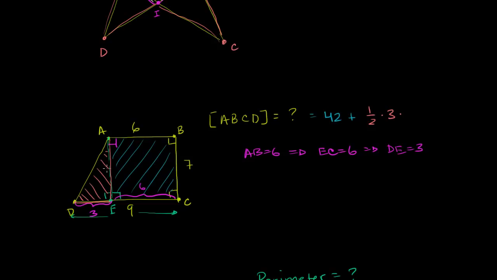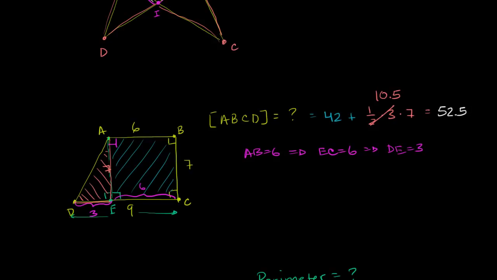This is a rectangle. Opposite sides are equal, so if this is 7, then this is also going to be 7. 1/2 times 3 times 7. 3 times 7 is 21, and 21 divided by 2 is 10.5. So the total is going to be equal to 42 plus 10.5, which is 52.5. 52.5 is the area of this entire figure.